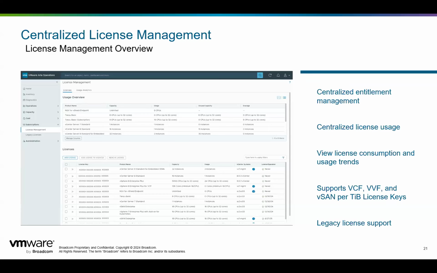And so with that being said, the latest release really addresses these two challenges by providing this centralized plane for license management as well as consumption visibility, where you can add new VCF or VVF or even vSAN per TiB license keys to your registered vCenter systems. And what's really cool about this is that you can also view that consumption data. You can see usage trends for all the licenses that are registered to your vCenter systems. And then obviously, there's also legacy license support for older Aria Operations license types. And I'm going to be showing all this here in a moment.